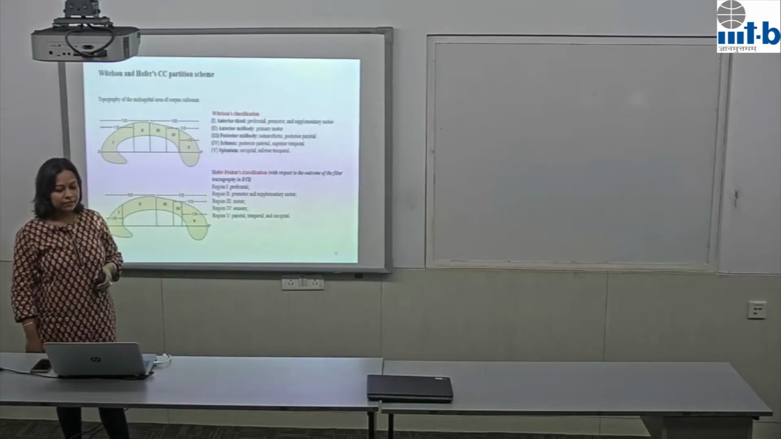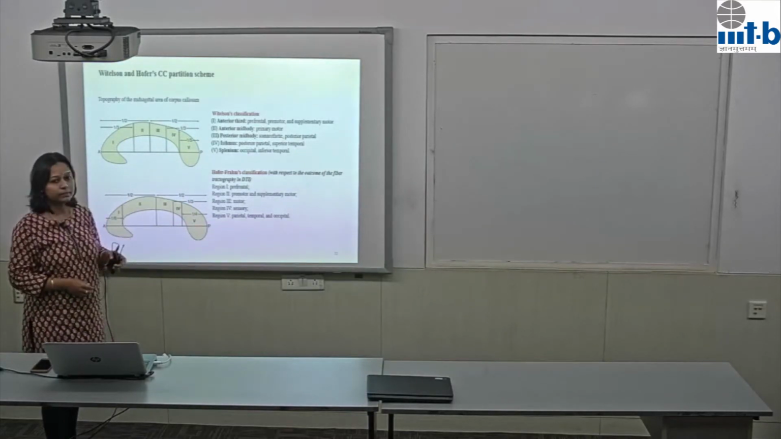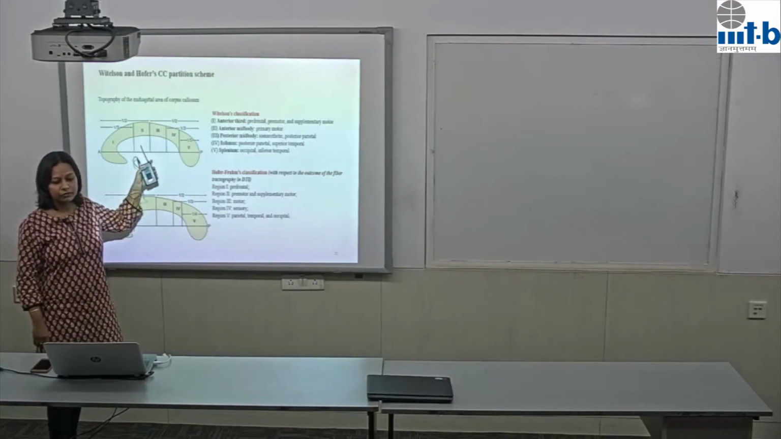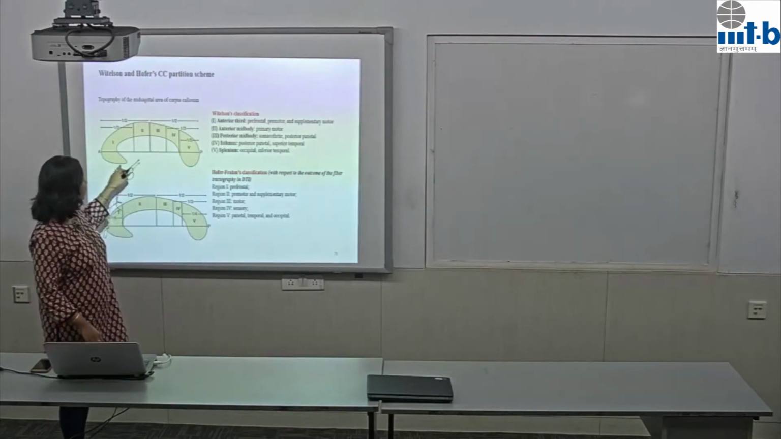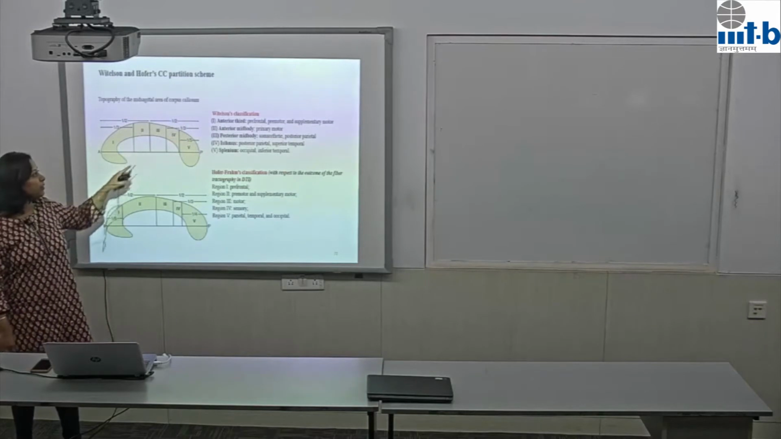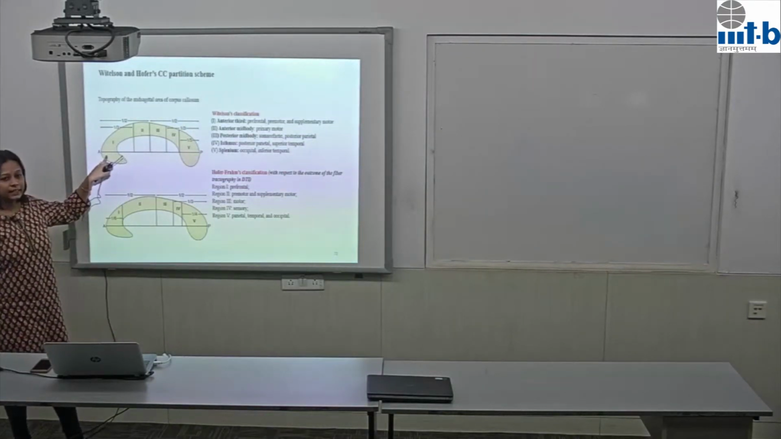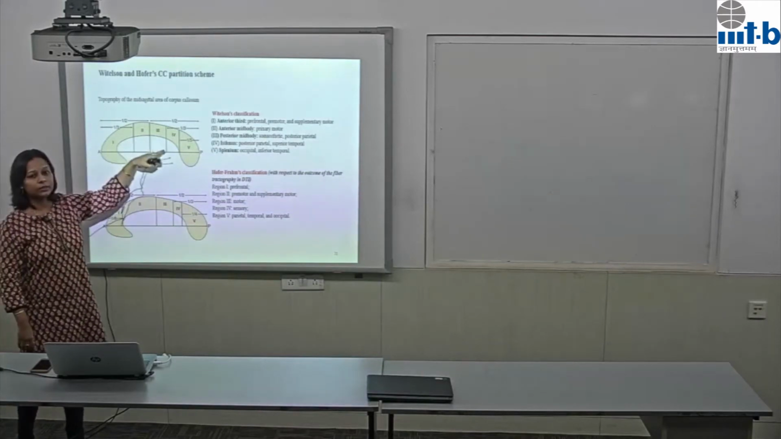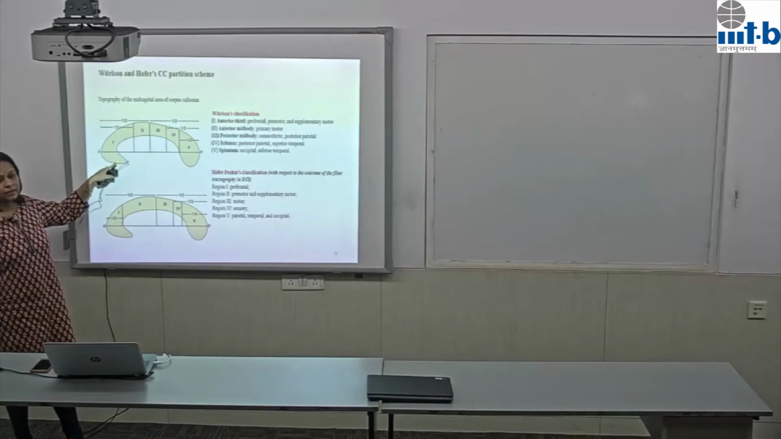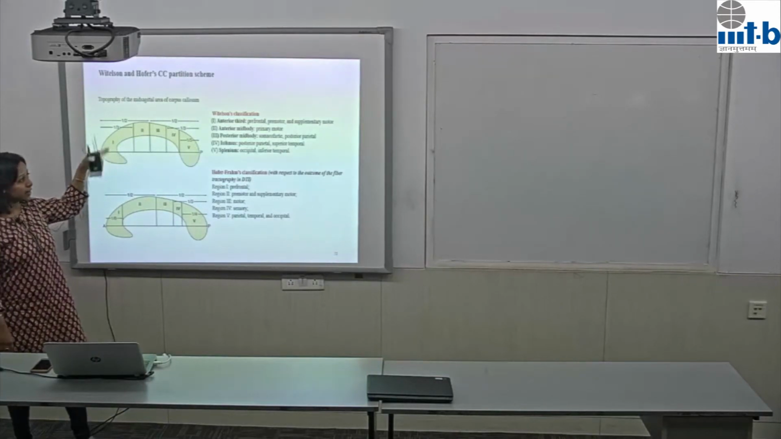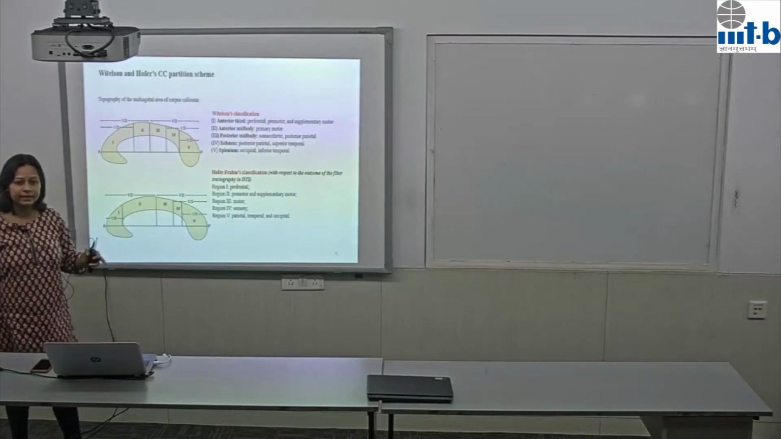Similarly, we have measured the area within the geometrically 5-partition scheme of Witelson and Hofer. So how do Witelson and Hofer's classifications differ? According to Witelson's classification, for example, the first region consists of 1/3 of the total corpus callosum. What does it mean? It means that the fibers passing through this region are connected to the prefrontal, premotor and supplementary motor areas of our brain.